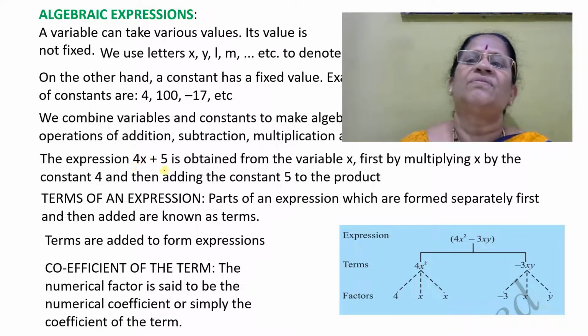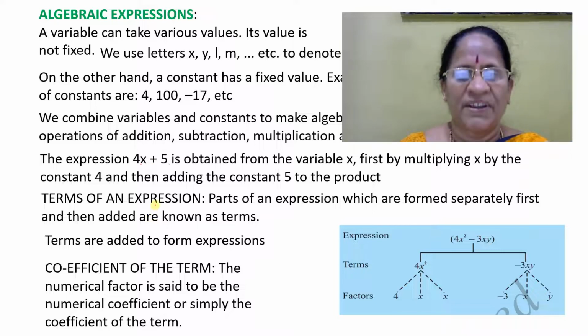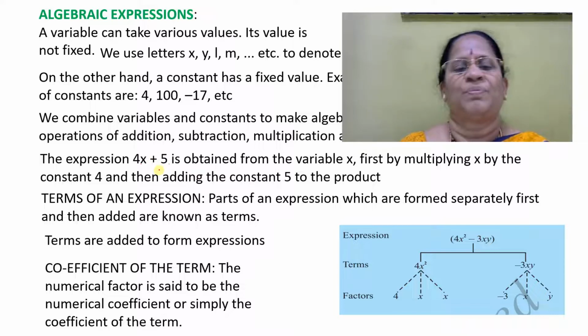Then here 4x and 5, these are parts of the algebraic expression, right? So they are said to be the terms of the expression. Parts of an expression which are formed separately first and then added. See 4x: here x is the variable and 4 is a constant, so 4x is an algebraic term. 5 is a constant, and this is also an algebraic term. So when these terms are added, we get an algebraic expression. Okay, terms are added to form expressions.